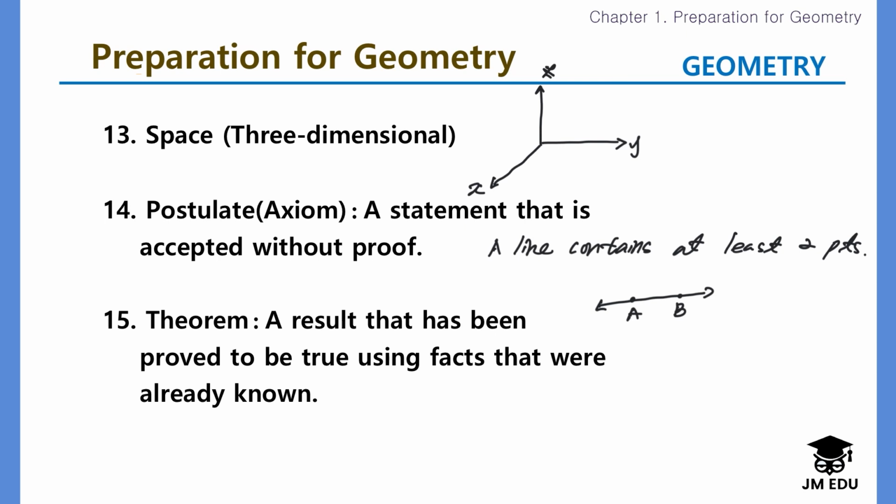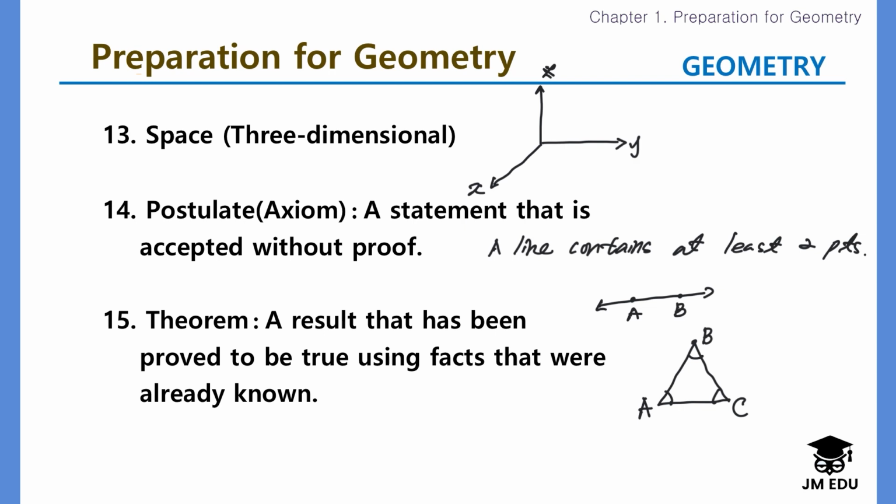Or another example, let's say we have a triangle ABC. Any triangle has 3 angles in total. That's just a fact, right? That's a postulate. Okay.